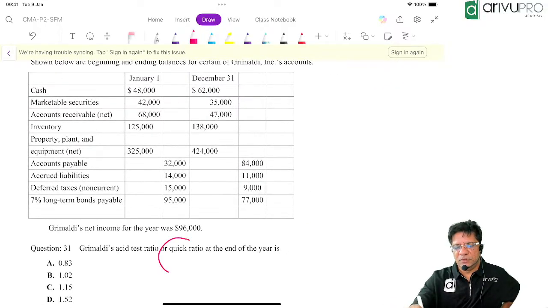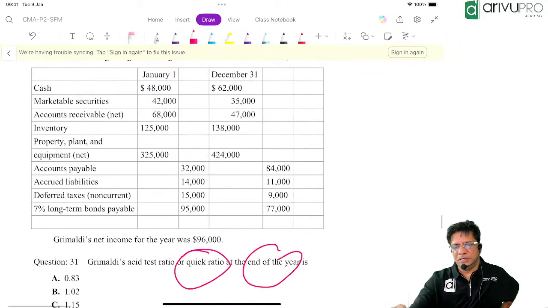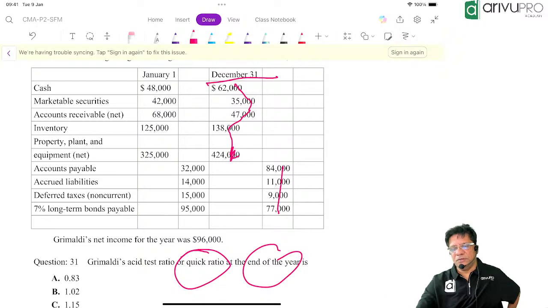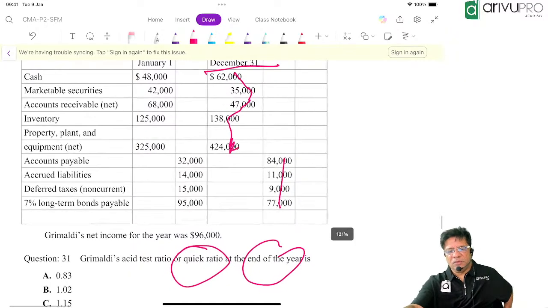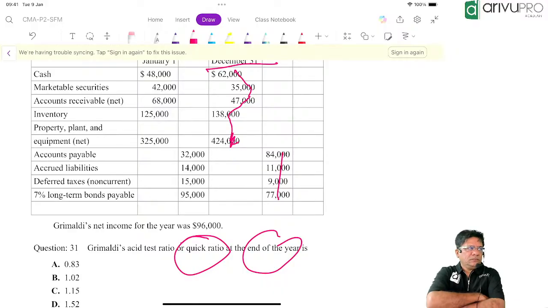Okay, what's the quick ratio? At the end of the year, this column, remove last 3 zeros. Come on, do it. Quick ratio. Liquidity ratios are easy, basic only. We are starting a foundation today. Then we'll build up on it.